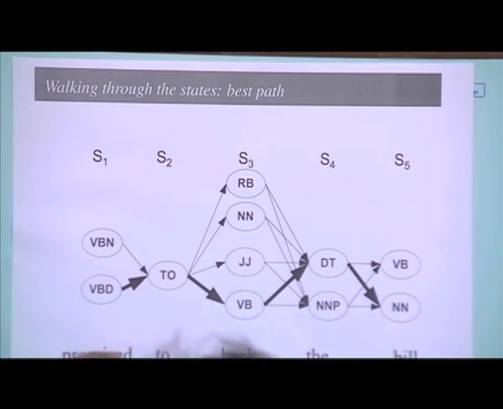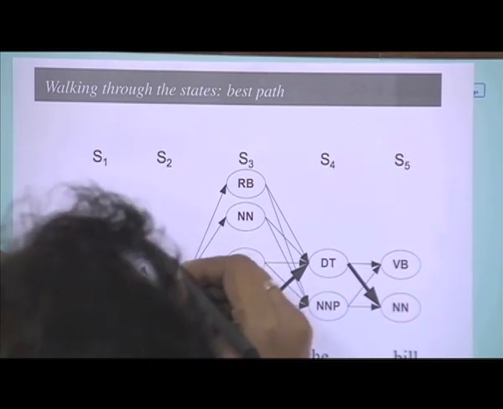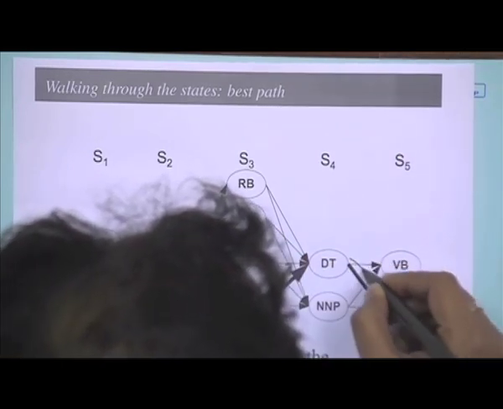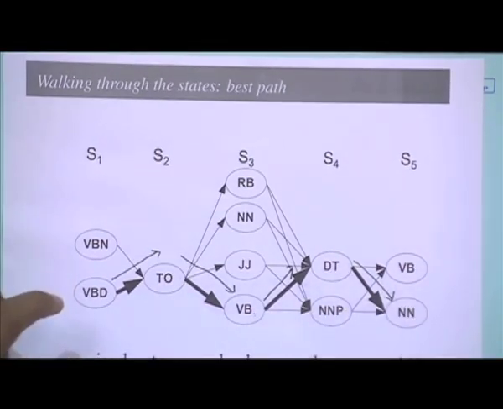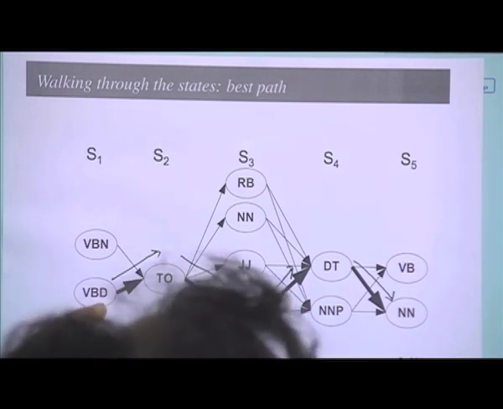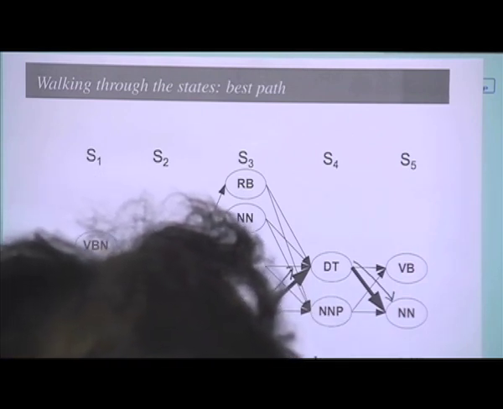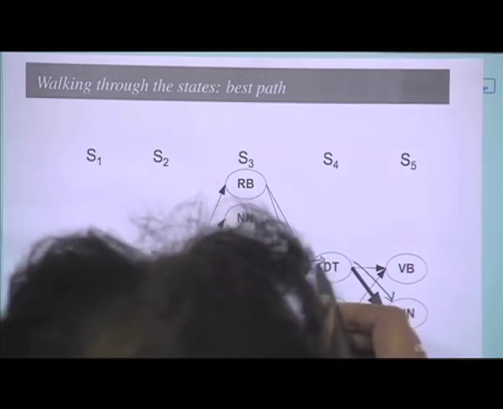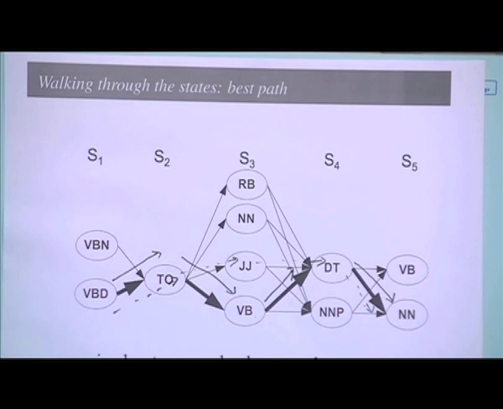Now let me take two different paths. One path that is there in the actual sequence: VBD, TO, VB, DT and NN. And let me take another path: VBD, TO, then JJ, then DT and then NN. Okay. So there are two paths that start with the same tag and end with the same tag.